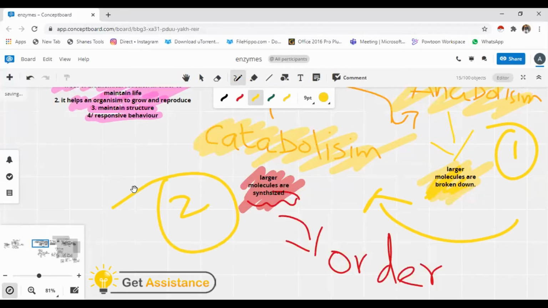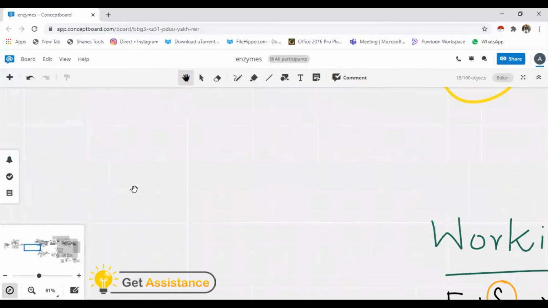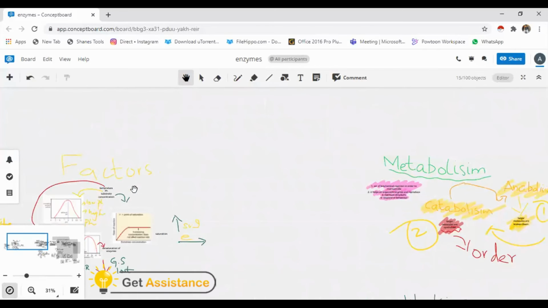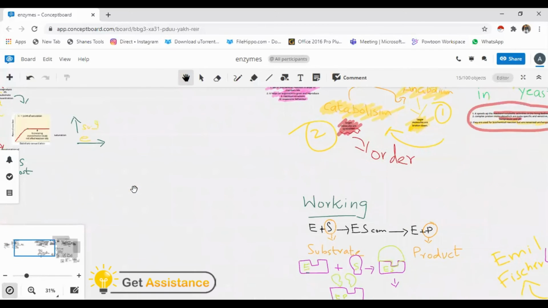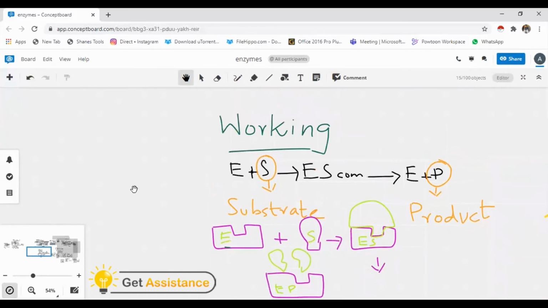It is on the number two, that after breaking down of the larger molecules, catabolism will select those molecules that are basically important for us. Okay, so now I'm going to teach you about the working. Whenever you are talking about working, it means that there must be some process going on.